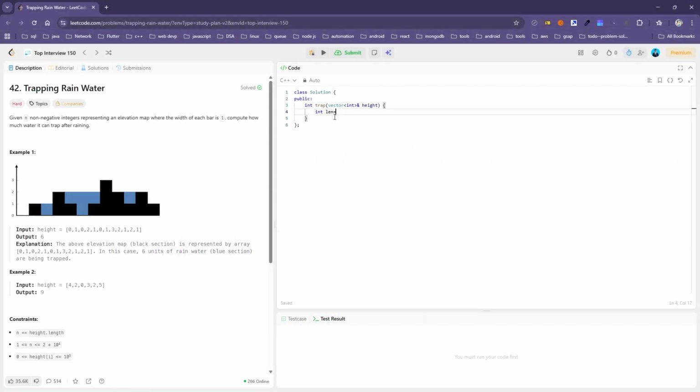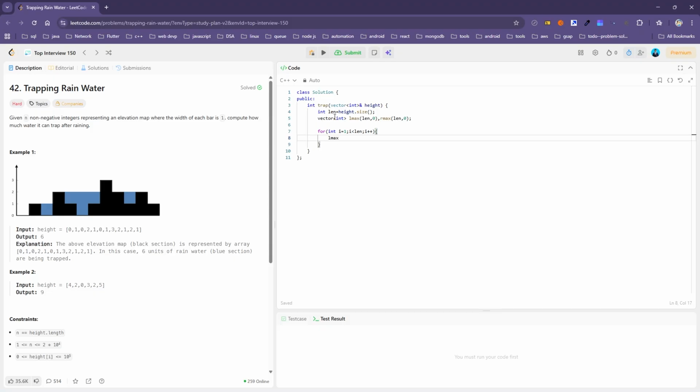Okay, so length will be height.size, and we'll create two vectors, Lmax, the maximum toward the left, so that will be initially all zeros, and Rmax, that will also initially be 0. Now we'll fill this. We'll start with 1, then i < length and i++, because Lmax at the 0th position will be 0, and Rmax for the last index is also 0, right? So we'll start with 1.